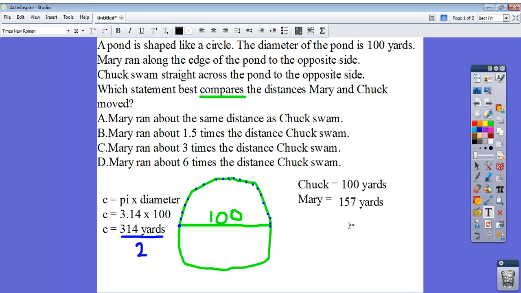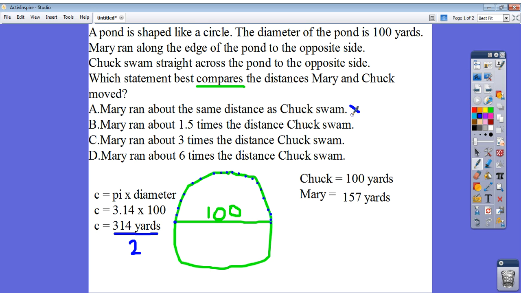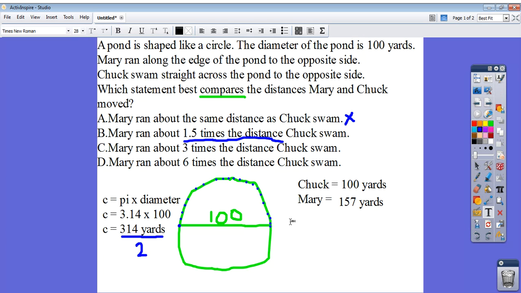Now let's look at my answer choices. Mary ran about the same distance as Chuck swam. No, she ran way farther, so I know that this one is not a good answer. Remember, I'm going to cross off on the end. Mary ran about 1.5 times the distance Chuck swam. That means take Chuck's distance, 100, and multiply it by 1.5. 100 times 1.5 is 150. That's pretty close, but let's check the next one.